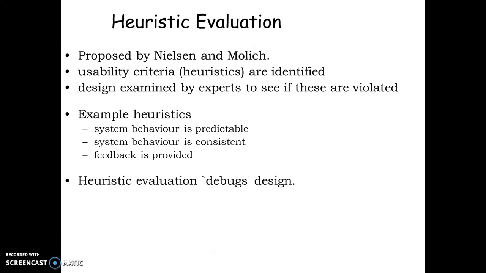It can also be used on prototypes, storyboards, and fully functioning systems, and is therefore a flexible and relatively cheap approach. The general idea behind heuristic evaluation is that several evaluators independently critique a system to come up with potential usability problems. There are some examples of heuristics mentioned here. System behavior is predictable. System behavior is consistent. Feedback is provided.